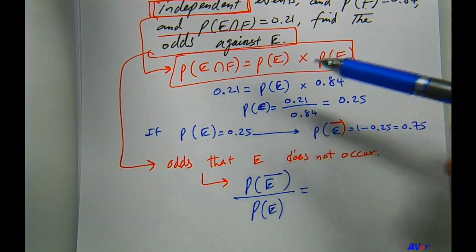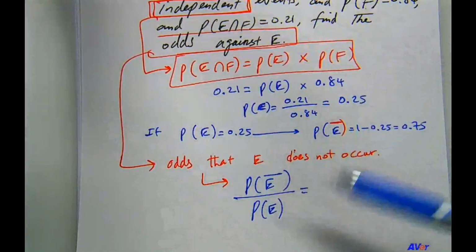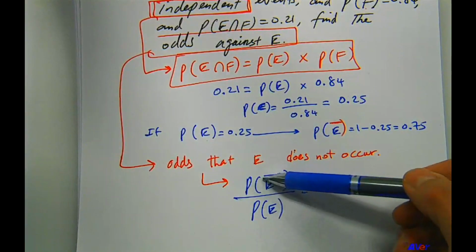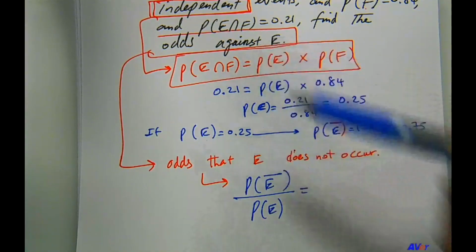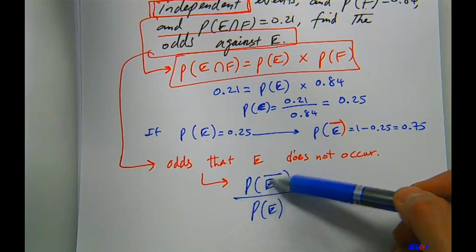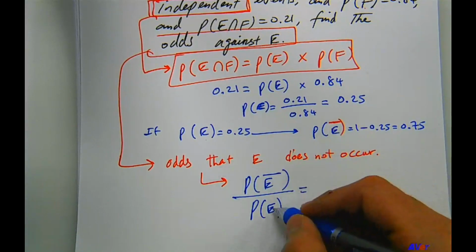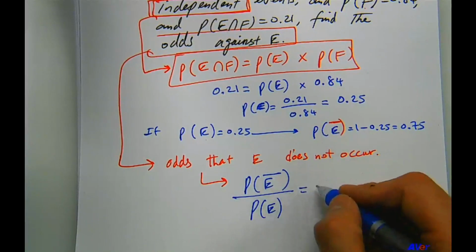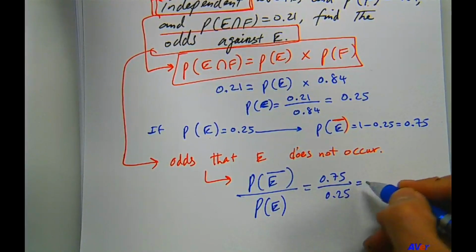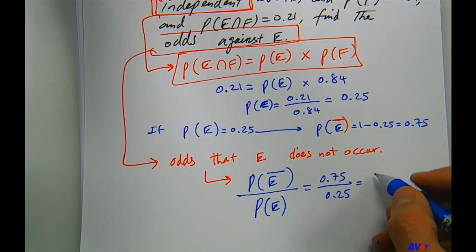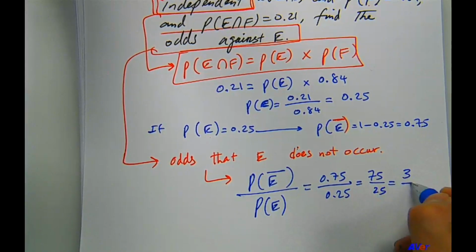If it was asking for the odds in favor of E, I would divide the probability of E by this. So I would flip this. But the question is, what are the odds against E? So that's the probability of E not occurring. That's against E, right? E is not occurring, divided by the probability that E occurs. So E not occurring was 0.75. The probability of E was 0.25. So after simplifying, what do we get? We get 75 over 25. Simplify that, we get 3 over 1.